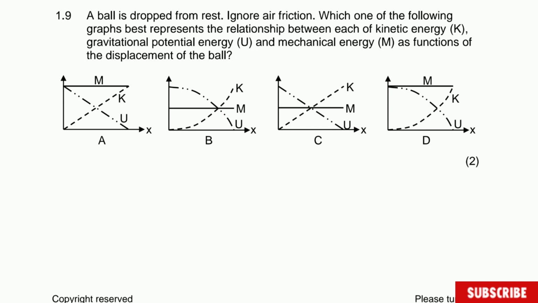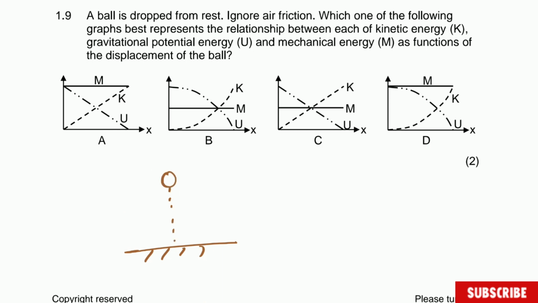A ball is dropped from rest. Ignore the friction. Which one of the following graphs best represents the relationship between each of kinetic energy, gravitational potential energy, and mechanical energy as a function of displacement?